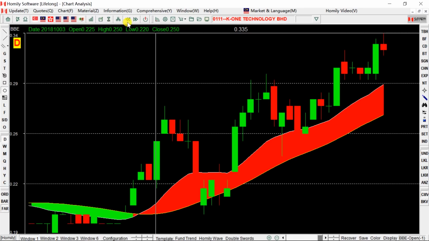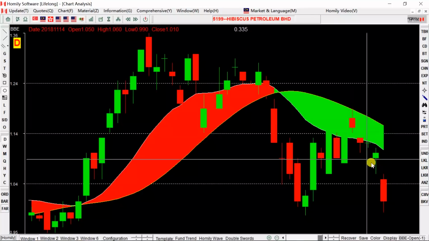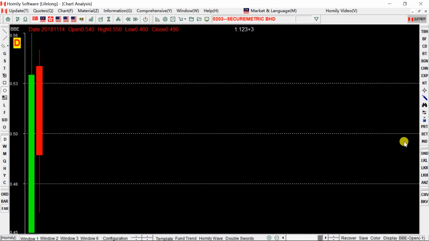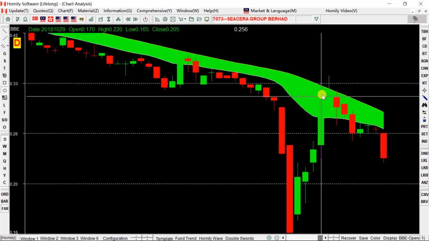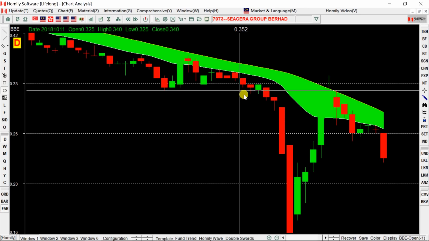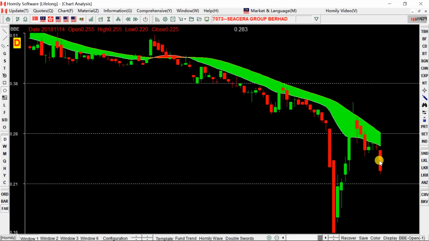Okay, let's check some other stocks. For example, we begin from 5199. Green ribbon, not good. Green, MyEG, not good. 7073, not good. It's downtrend. This is a downtrend stock, very risky. It's not worth trading.